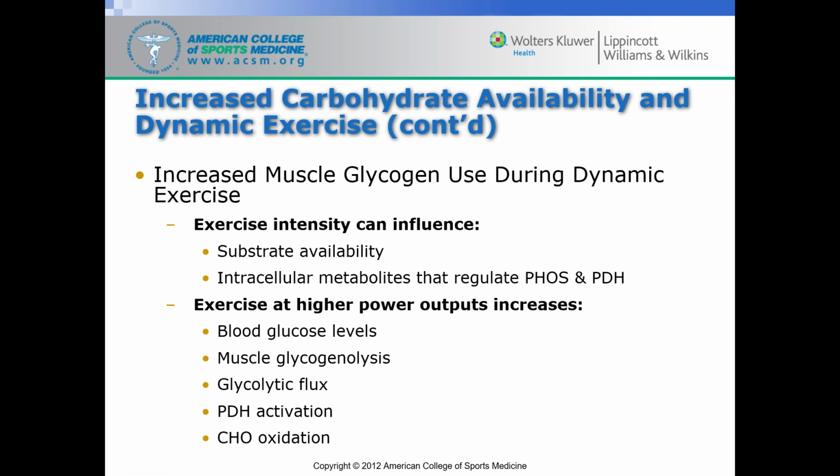It'll stimulate muscle glycogenolysis, glycolytic flux, pyruvate dehydrogenase activation, and carbohydrate oxidation. So high power activities, you're going to use more carbohydrates. You're going to increase the blood glucose. You're going to increase the breakdown of glycogen because you need the ATP very quickly. While burning fat supplies a lot more ATP, it's not as fast as burning carbohydrates.